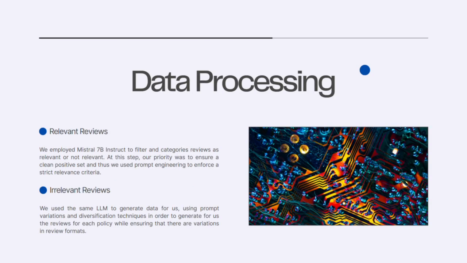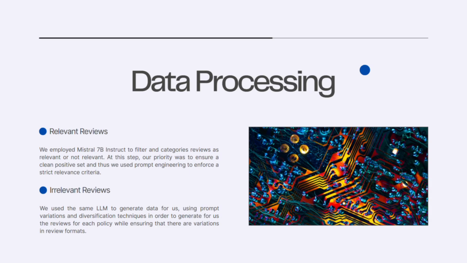As for data processing, we employed Mistral 7B Instruct to filter and categorize the reviews we scraped as relevant or not relevant. At this step, our priority was to ensure a clean positive set, and thus we used prompt engineering to enforce a strict relevancy criteria. Furthermore, since irrelevant examples are often underrepresented, we generate them synthetically using the same LLM. Using prompt variation and diversification techniques, we generate the reviews for each policy while ensuring that there is variation in review formats.